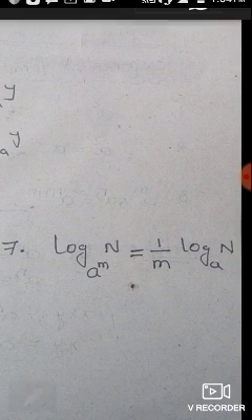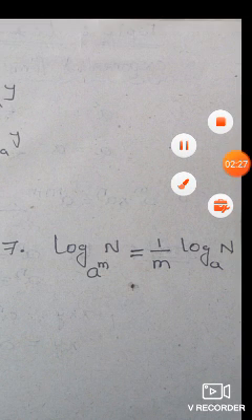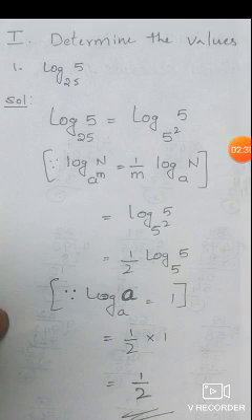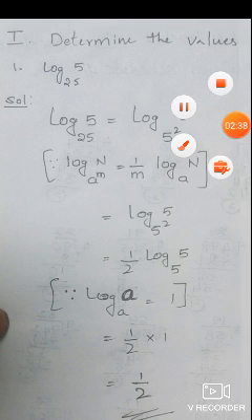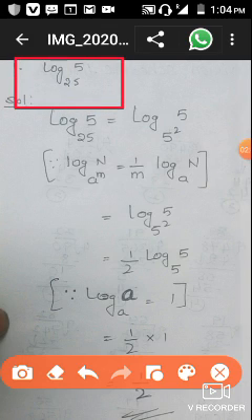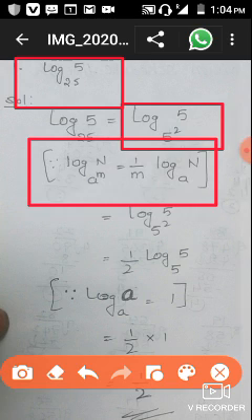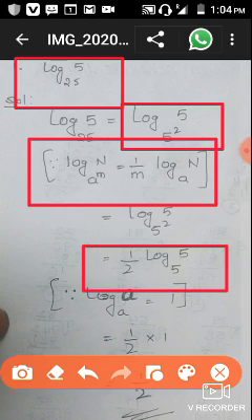Now we discuss exercise 1.5. So we go to exercise 1.5 now. In exercise 1.5, the first bit: determine the values of the following. So first question, log 5 base 25. This is the question, log 5 base 25. We can write log 5 base 5 power 2. The 25 becomes 5 power 2. According to this formula, we can write 1 by 2 log 5 base 5.